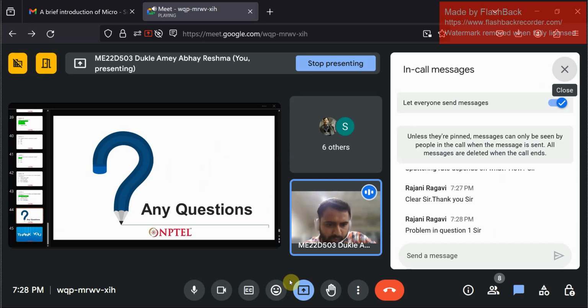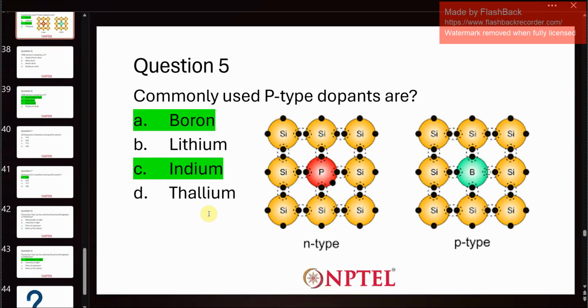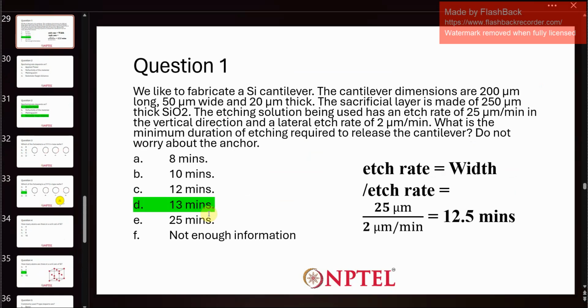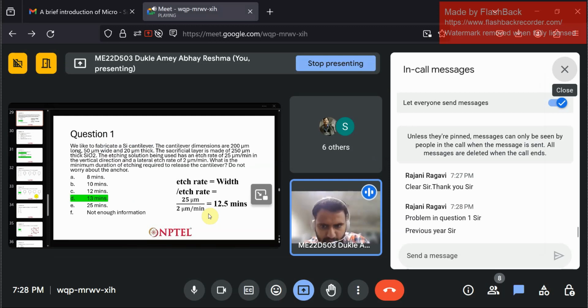Question 1 of which assignment, practice assignment or the previous year questions? This one, right? Yeah, so I'll just explain it to you again.